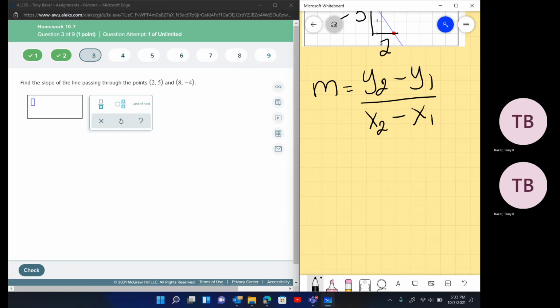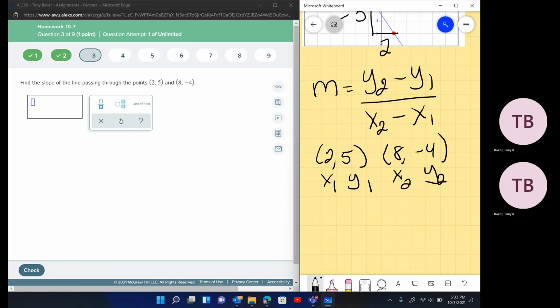In this case, I've got my 2 points: (2, 5) and (8, -4). My suggestion to you is to write the points down and label your points before you plug them in. Way too often, people will do this without labeling their points, and they will just put them in the wrong spots and not even realize it and get the answer wrong. Your points are always x, y. This is my first point, and that's my second point.